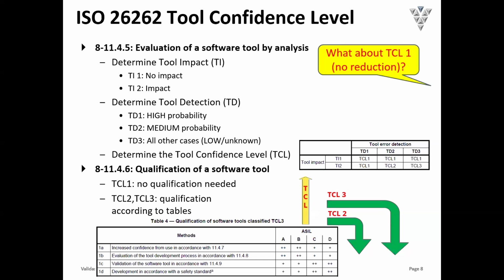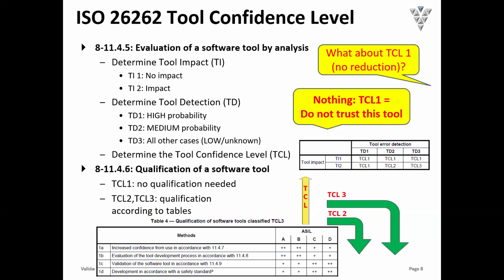Yeah, what about TCL1? Why don't we reduce the risk? It's not reduced. Can we? And what does it mean if a tool is TCL1? If your tool is TCL1, it means do not trust this tool. It's simple. If someone tries to sell you a tool, and I have seen tool vendors saying you can use our tool up to ASIL D because it's TCL1.